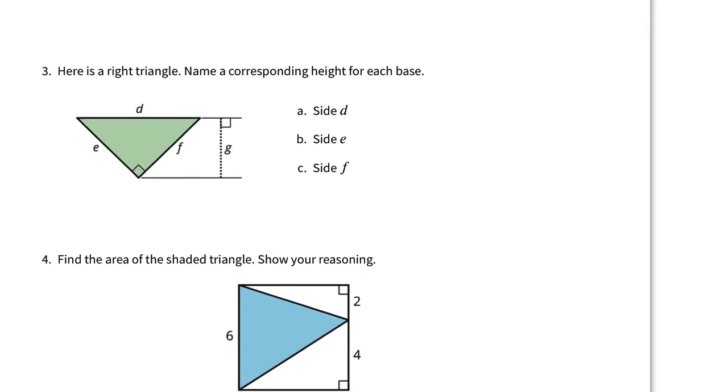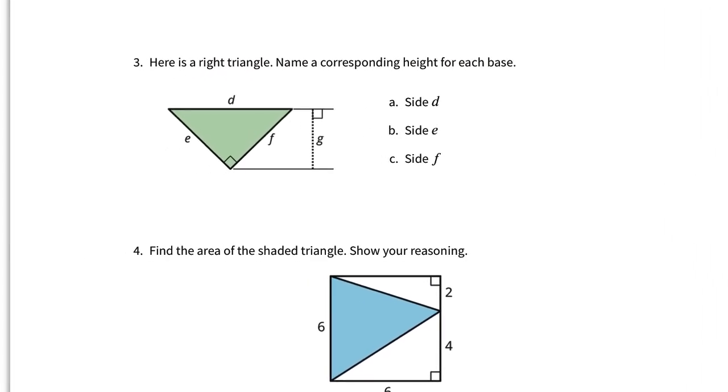Okay, so if D is your height, then G is your base. If D is your base, then G is your height. There you go. That's pretty straightforward. For side E, if E is your base, then F has to be your height. All right. And then if F is your base, what's the height? It's going to be E right here.